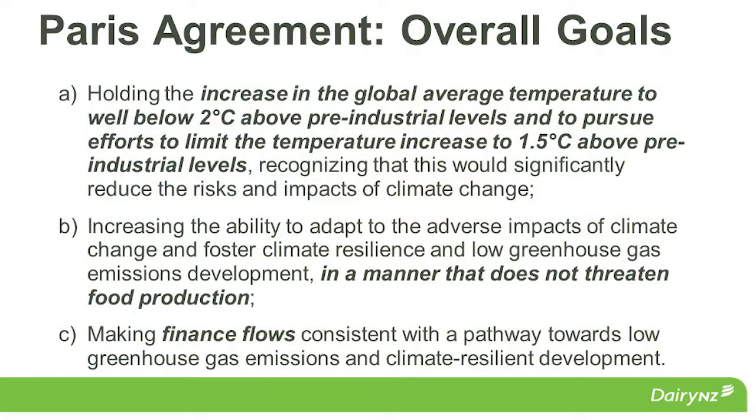Now, the key or the primary goal of the Paris Agreement is to keep that global temperature rise from reaching 2 degrees, and actually to endeavor to keep it below 1.5 degrees. However, the other aims are to not threaten food production and to also encourage or support low emissions investments over historical investments. So things like electric vehicles over coal-fired power plants.